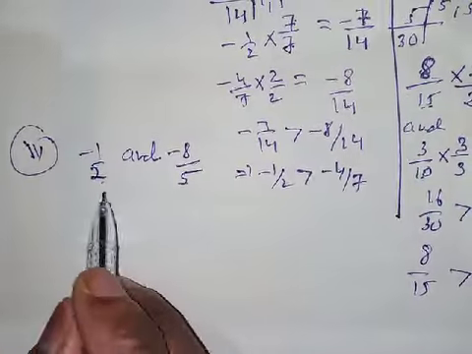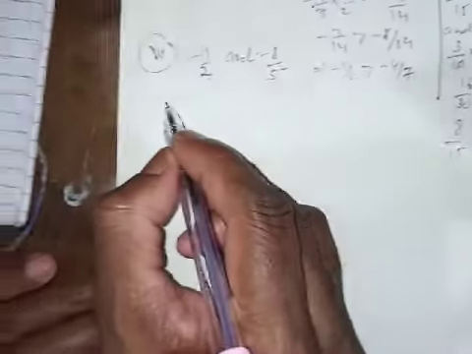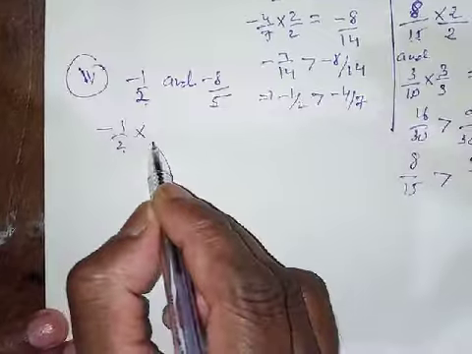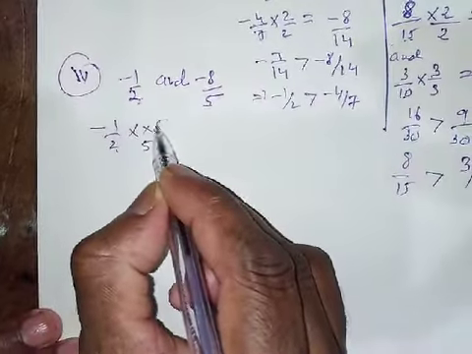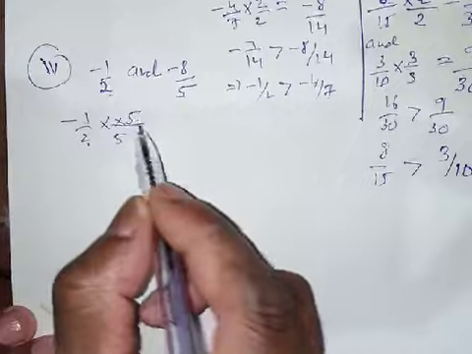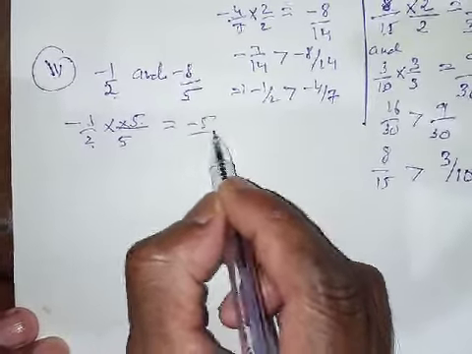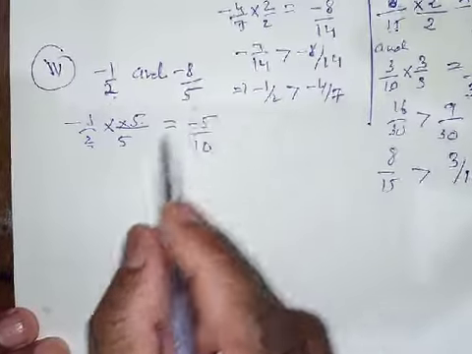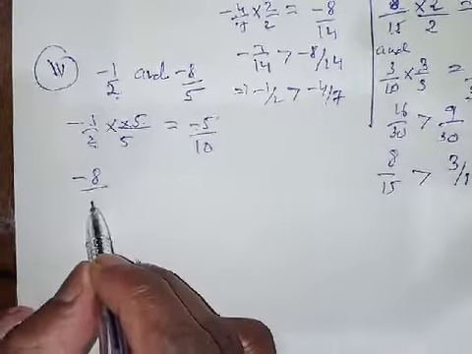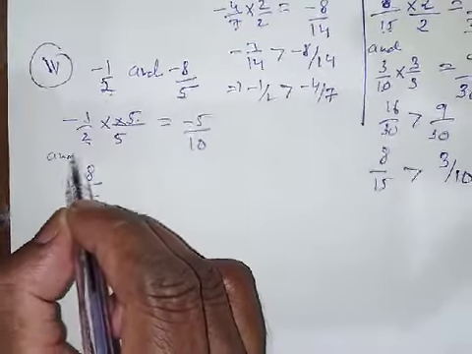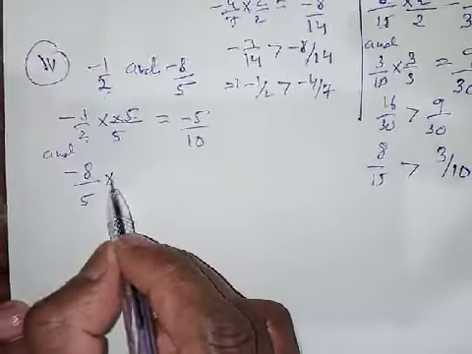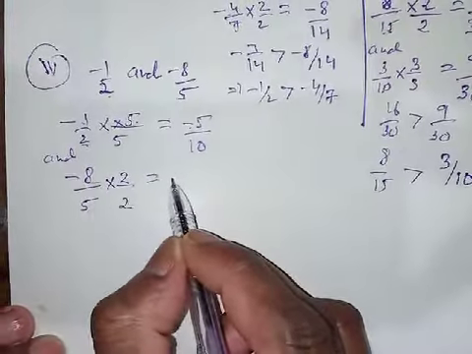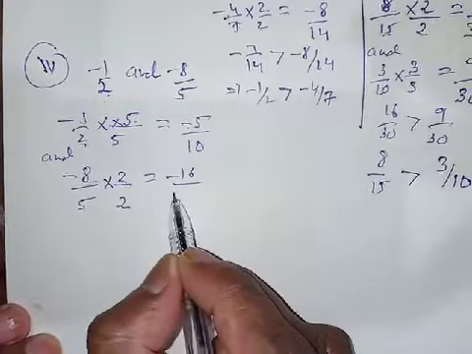What is the LCM here? The LCM is 10. So for the first fraction, what will you do to make the denominator 10? Multiply with 5. So you have to multiply the numerator also with 5. 5 into minus 1, so you will get minus 5. 5 2s are 10. So you will get the fraction minus 5 by 10. Now convert this, 8 by 5. This is the second fraction. You have to make the denominator 10, so you multiply with 2. So 2 minus 8 is minus 16. 5 2s are 10.